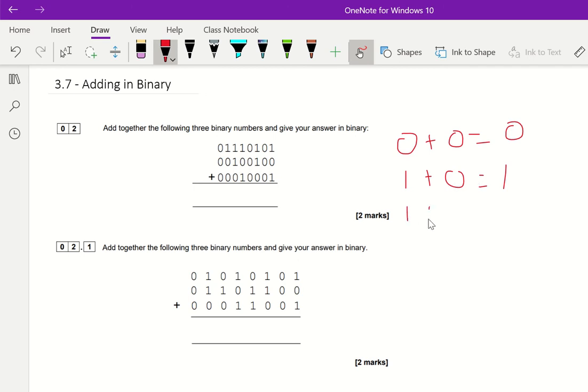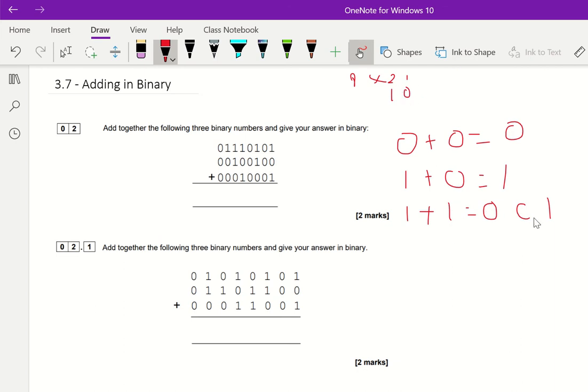If I was to add two 1s together, I actually end up with 0 and then I carry the 1. The reason for that is because 1 and 1 added together gives me 2, so that means it moves along a column. So 0, carry the 1, because in binary, if you remember, if I draw out this table here, 2 is represented like this, 1, 0. So that's why it's 0 and then carry the 1. So they're the very basic rules.